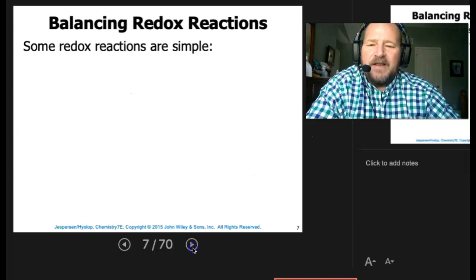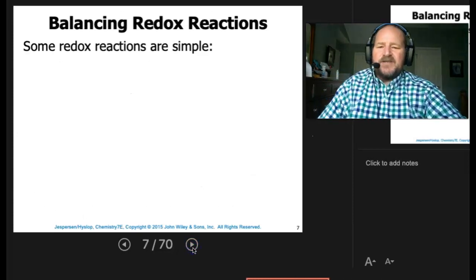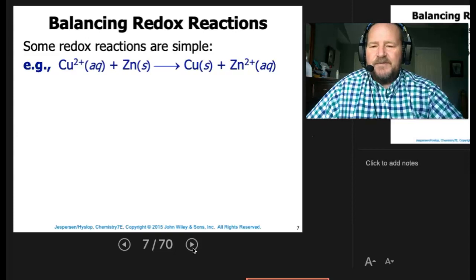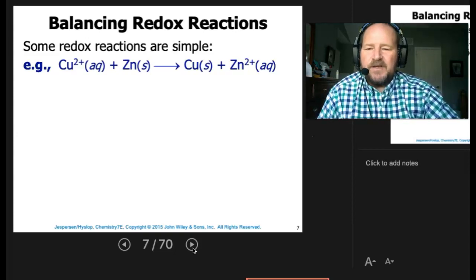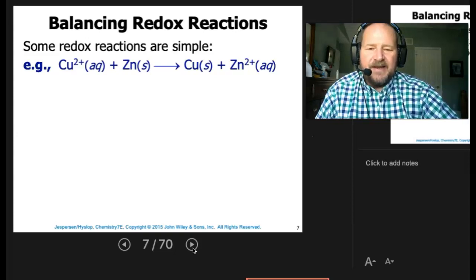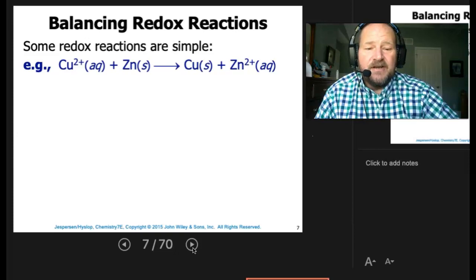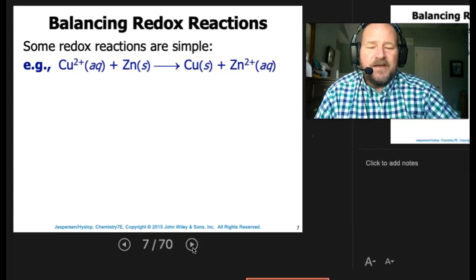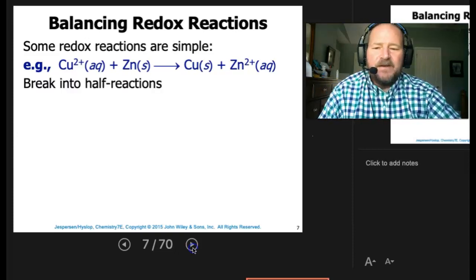So balancing redox reactions, some redox reactions are very simple, right? We saw this one already. We looked at copper with a +2 charge. We add some zinc solid, and then we get copper solid out of that and zinc 2+. Typically, we would have done this reaction in the lab in a normal semester. So hopefully you were able to do that in a normal one. I know this semester we were not.